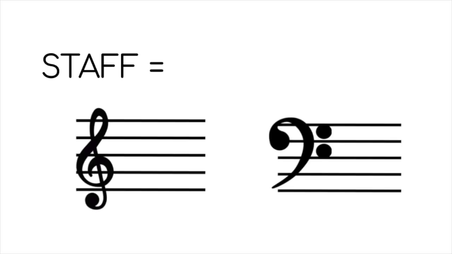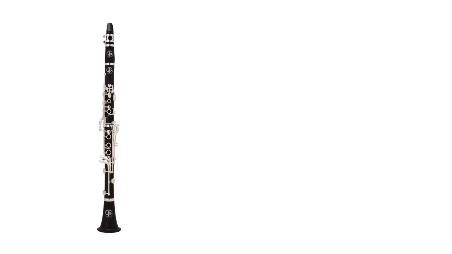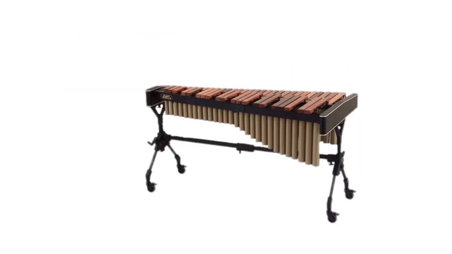When you look at a piece of music, you're looking at a musical staff. These are both examples of a musical staff. These are common school instruments that play in treble clef. There are 5 lines that make up a musical staff.